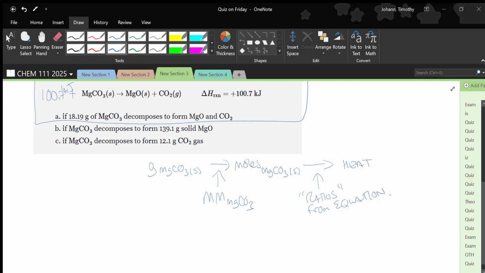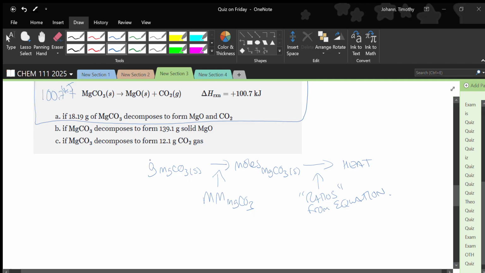All right, let's go ahead and work this one. You just tried it. So we start out with 18.19 grams of magnesium carbonate. We've done the molecular mass calculation a bunch of times. I'm just going to get it from one of you. Anybody have it?